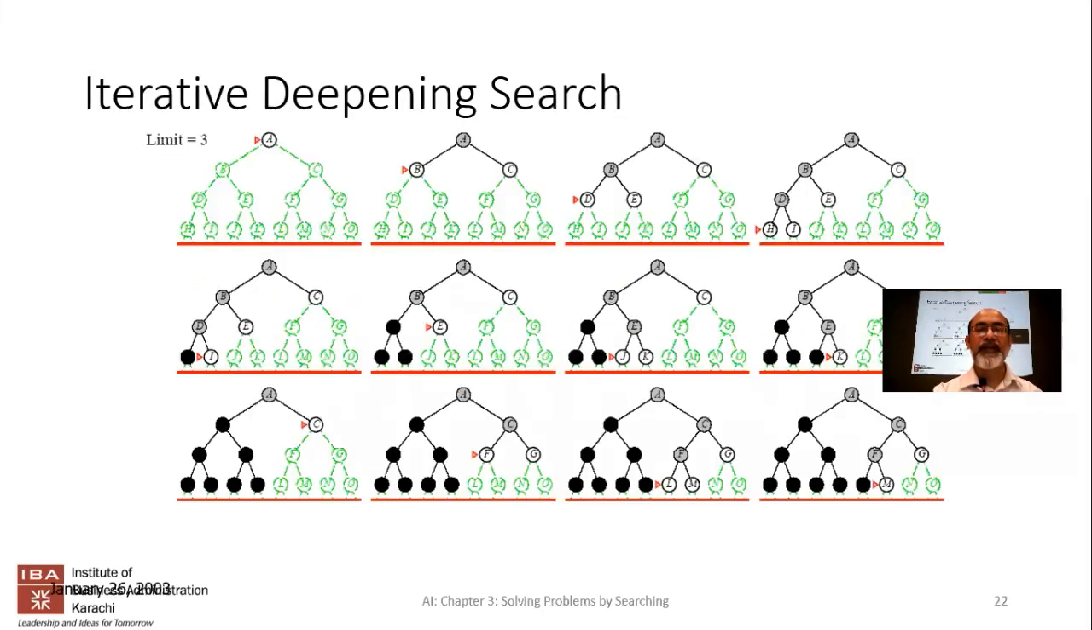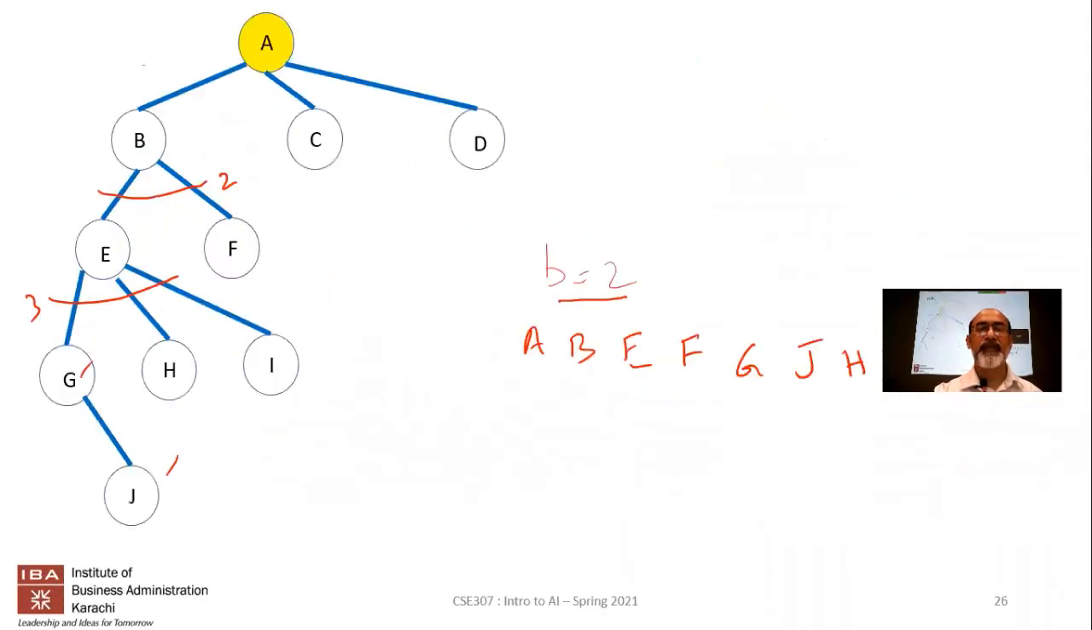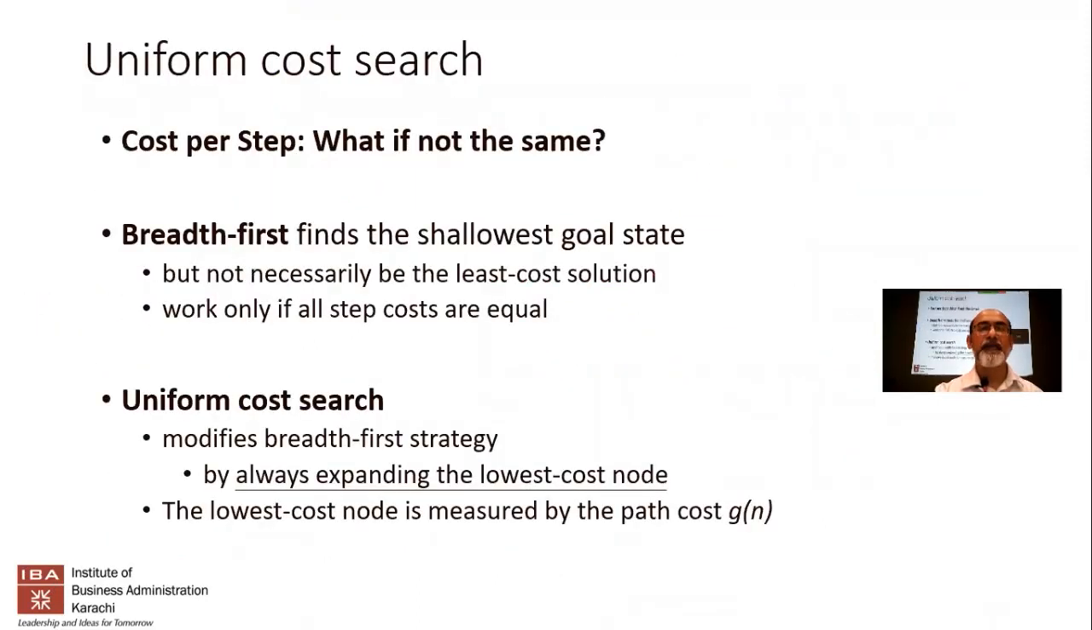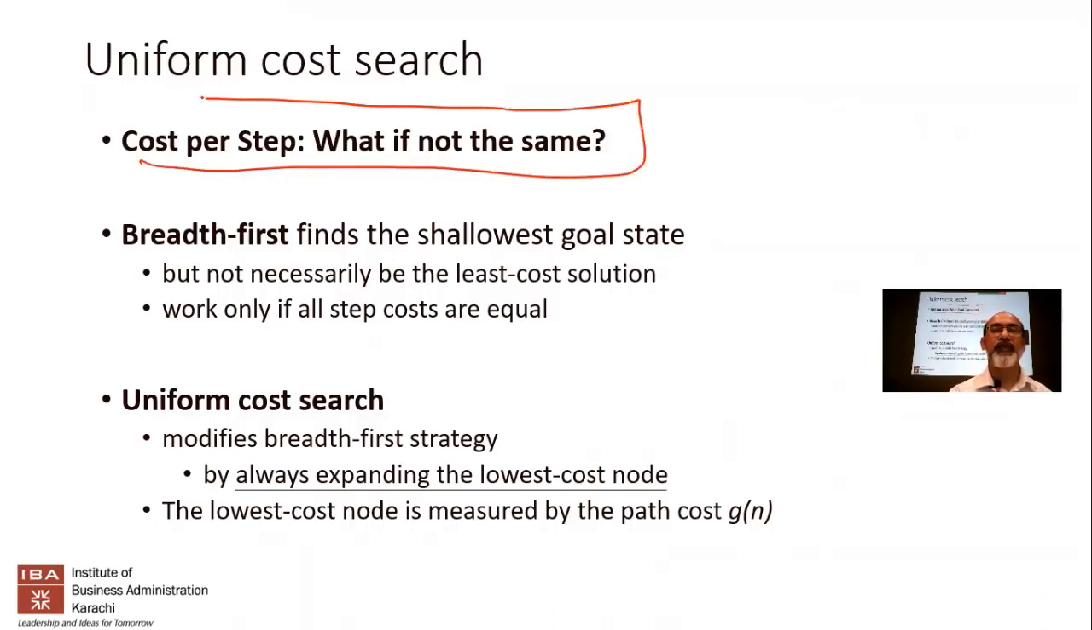There's one more category of uninformed search that we need to next cover. What if the cost is not the same? So far, what we've said is that the breadth first finds the shallowest goal. But it will find the optimal solution if all the steps are the same. What if the steps are not the same? Then it becomes a little tricky.